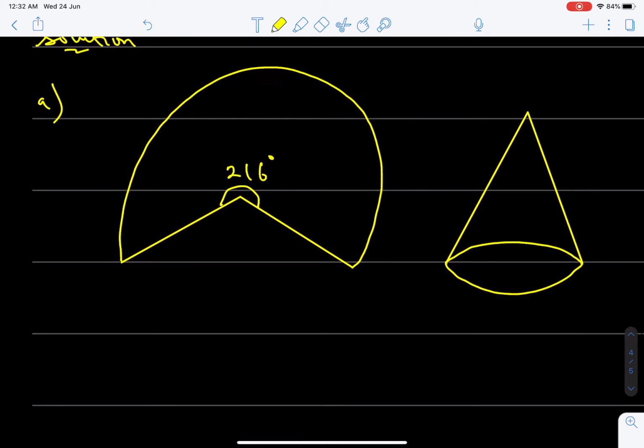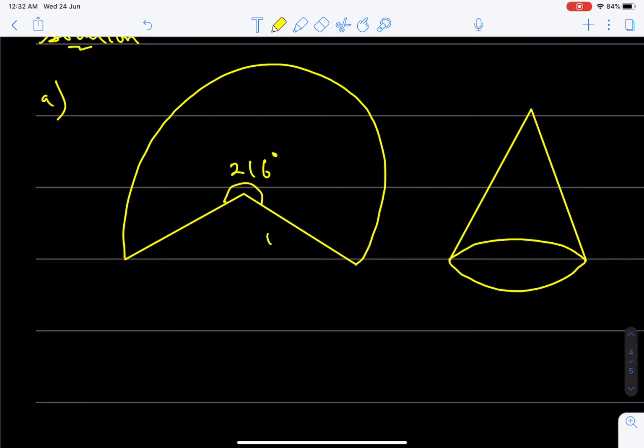Now, this is one thing we have to always remember. Let me call the radius of a sector R1 and the cone has a height and also a base radius. I'm calling the base radius of the cone R2. Of course, its slant height is L.